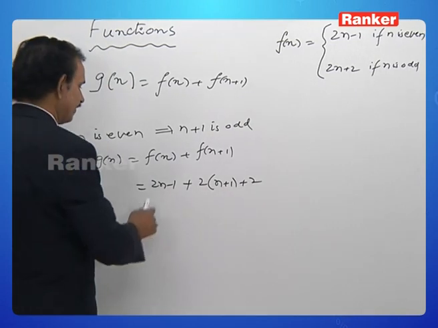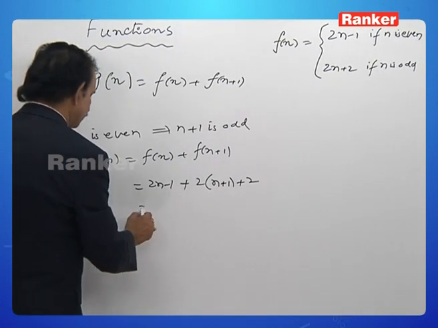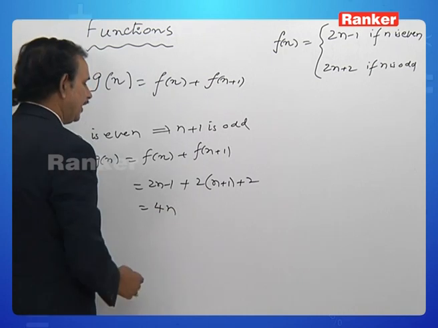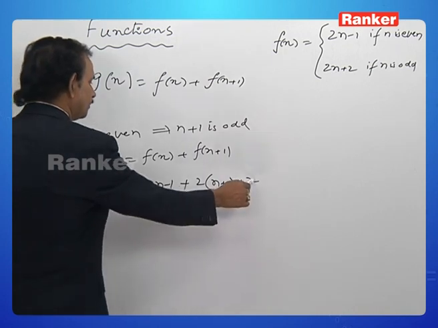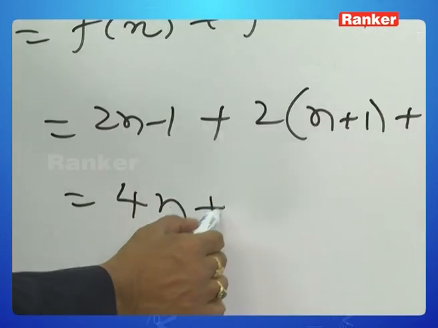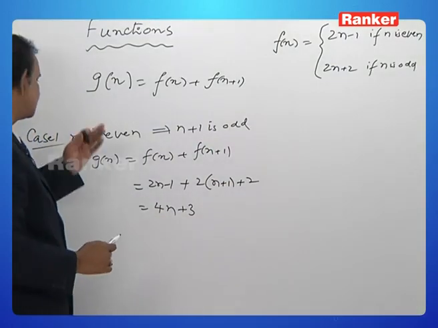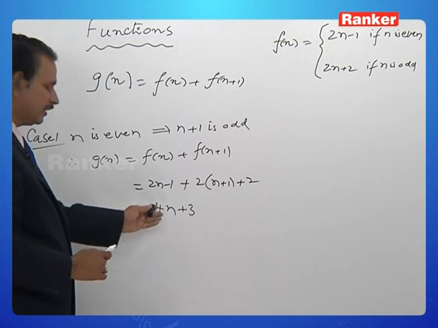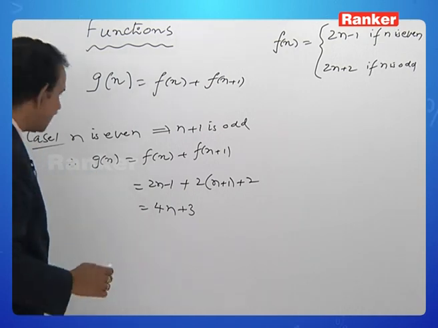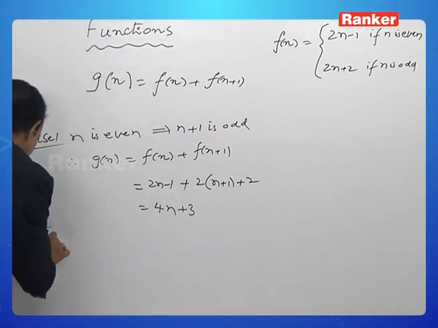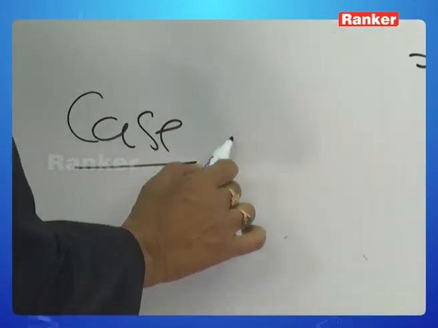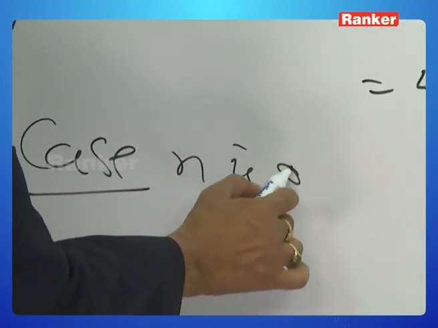Let us get it simplified. 2n, 2n, 4n. Next, 2 ones are 2, 2 plus 2, 4, 4 minus 1, 3 altogether. This is 4n plus 3. So, when n is even, g of n has become 4n plus 3. It is our duty to deal with the other case also. That is, what happens when n is odd.